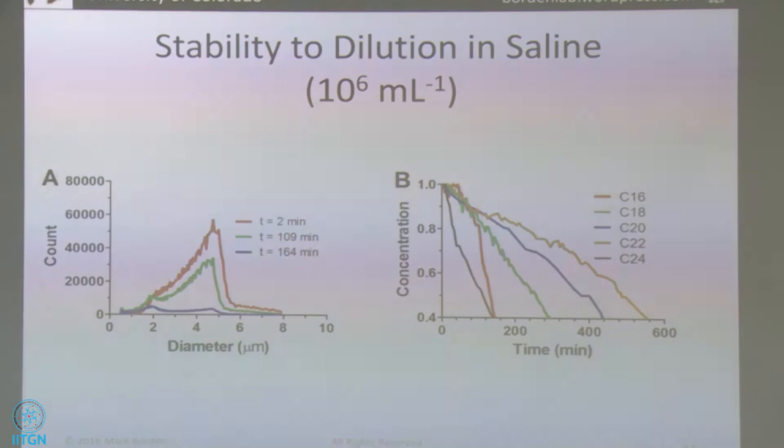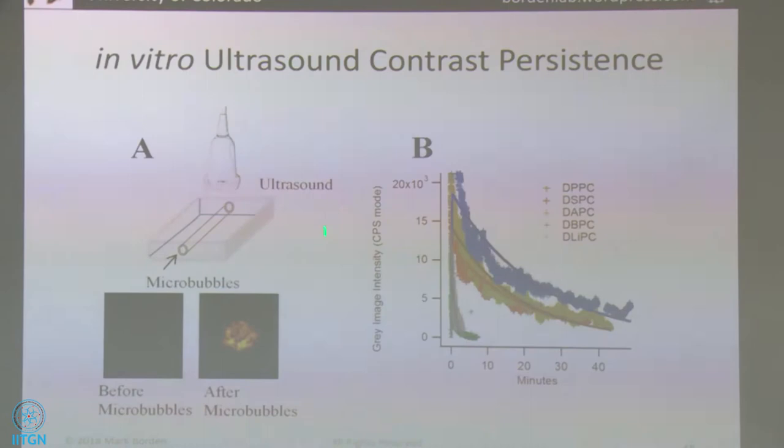We also did in vitro ultrasound contrast persistence, just seeing how long they persist under ultrasound. And here's the PPC, it doesn't last very long, in green. The SPC is red. The APC, so C18, C20, is yellow. C22 is blue. And then C24, it drops again. Okay, it's back to about the same as it was.